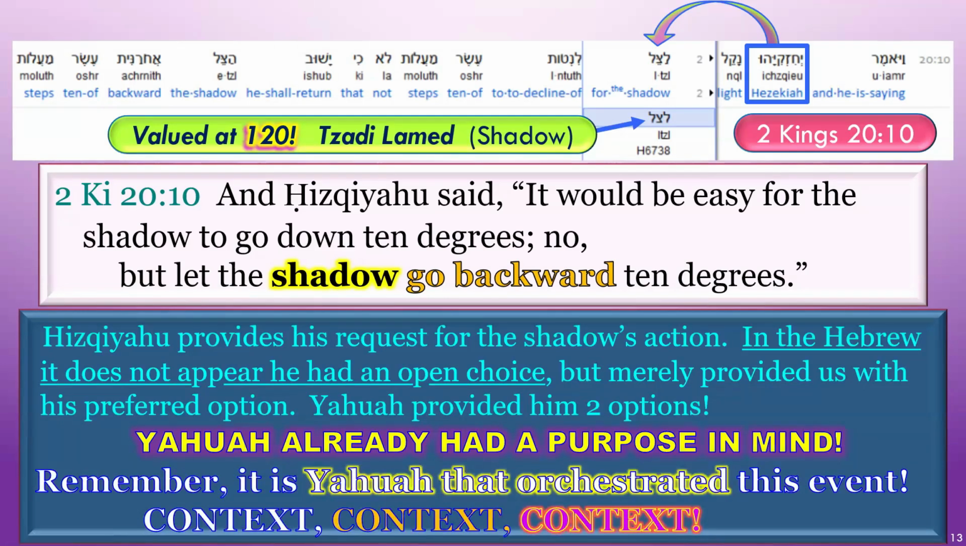Hezekiah provides his request for the shadow's action. In the Hebrew, it does not appear he had an open choice, but merely provided us with his preferred option. Yahuwah provided him two options. Yahuwah already had a purpose in mind. Remember, it is Yahuwah that orchestrated this event. Context, context, context. This is the importance.